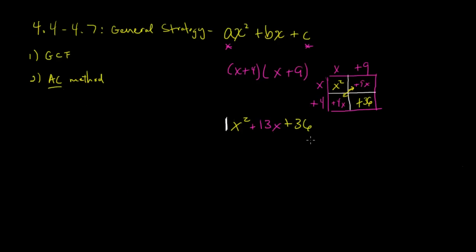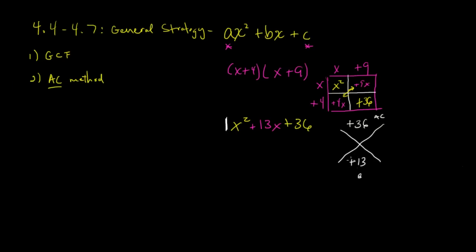Now the AC method tells us to multiply a times c. And I'm going to use a little tool over here. I'm going to multiply that a times c. So 1 times 36 is 36. By the AC method, I put a times c up here, and I put b down in there, and our b here is a positive 13.